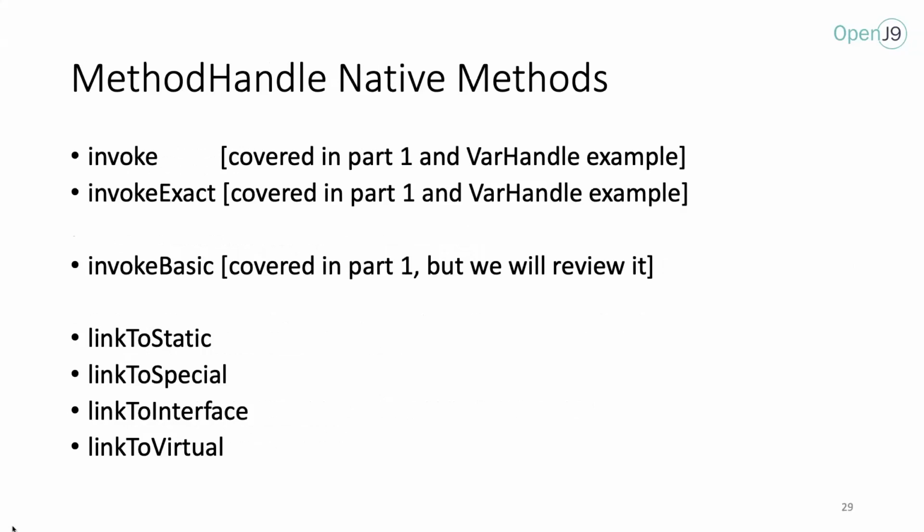The other key VM support elements are the native methods in the MethodHandle class. Invoke and invokeExact were covered in part 1, and they were also briefly covered during the comparison phase of the VarHandle example. Then there is invokeBasic, which was covered in part 1, but we will review it briefly. The four linkTo methods shown at the bottom are something that we have not seen before. They are new. And after invokeBasic, we will look into what these linkTo methods do.